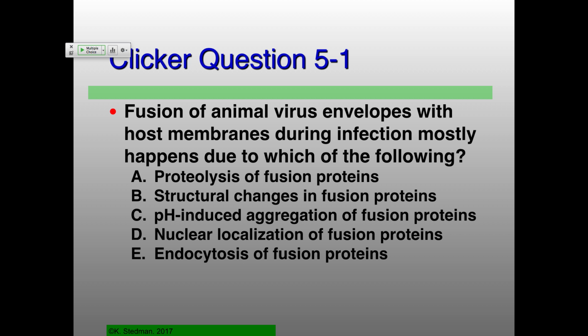Here's a little bit of extra time while I get my clicker thing out here. Fusion of animal virus envelopes with host membranes during infection mostly happens due to which of the following? Proteolysis of fusion proteins, structural changes in fusion proteins, pH-induced aggregation of fusion proteins, nuclear localization of fusion proteins, endocytosis of fusion proteins.